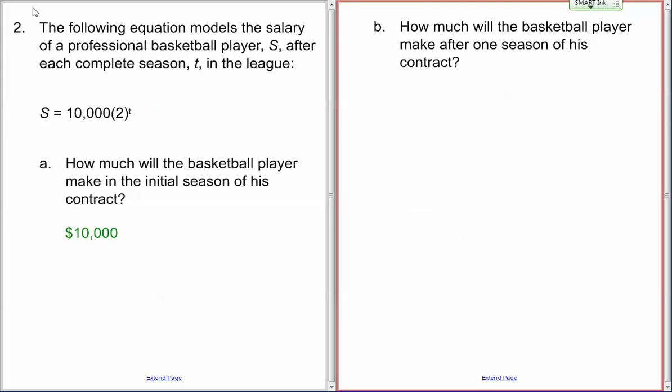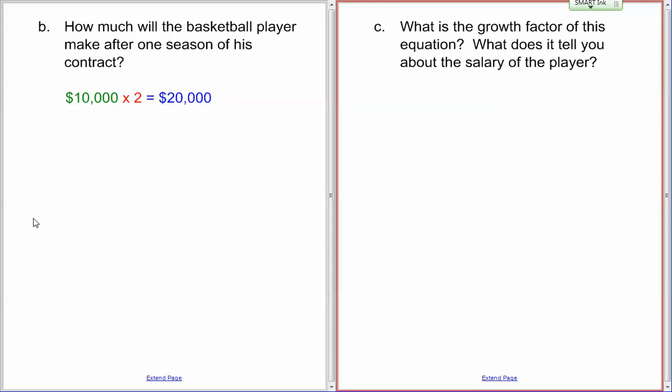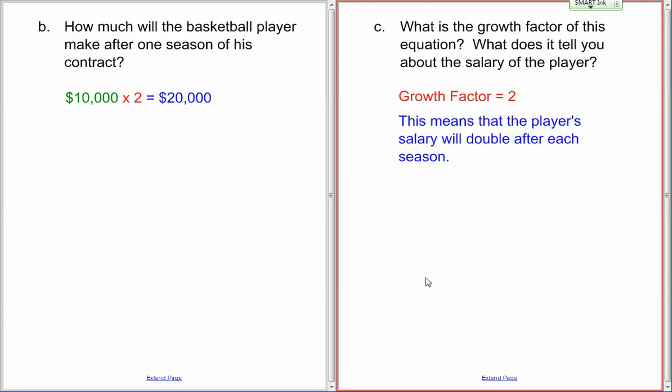How much will the basketball player make after 1 season of his contract, or in the second season? Probably the easiest way to think about it is, okay, there's my initial amount, 10,000. There's my growth factor 2. I'll just take 10,000 times 2, and that should give me the next year, $20,000. The growth factor of the equation, like I just mentioned, is 2. And what does that tell us about the salary of the player? This means that the player's salary will double after each season. If the growth factor was 3, then the player's salary would triple after each season.